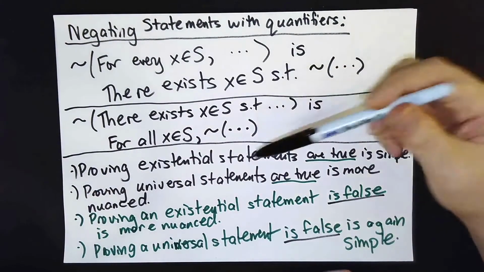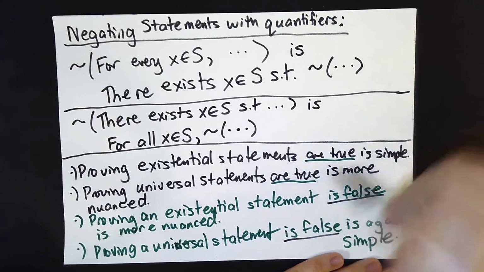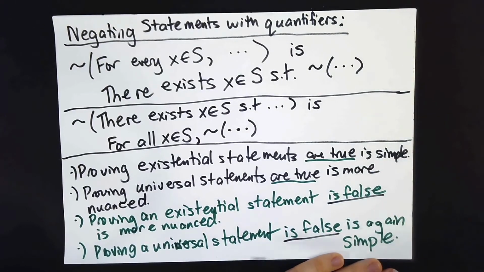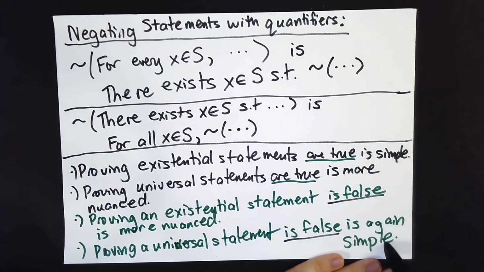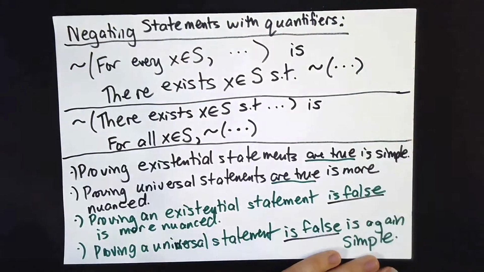So how do we prove existential statements are true? We give an example. How do we prove universal statements are false? Well, we give an example of the negation. And in this case, that is usually just called a counterexample.